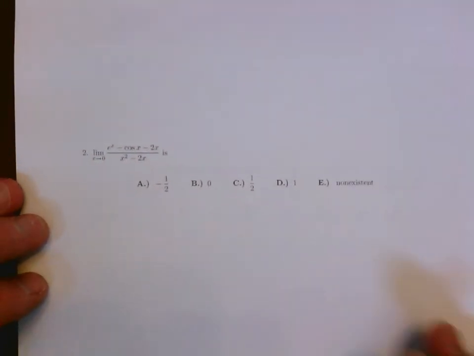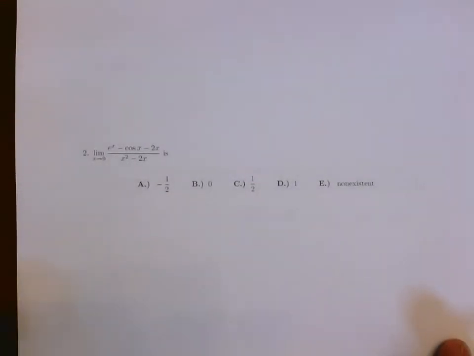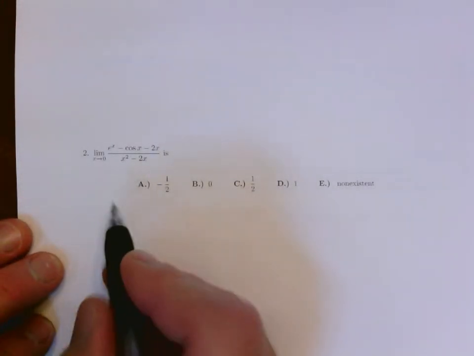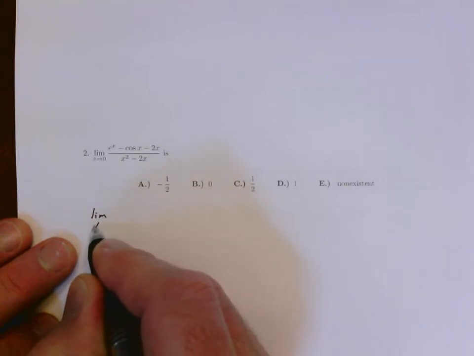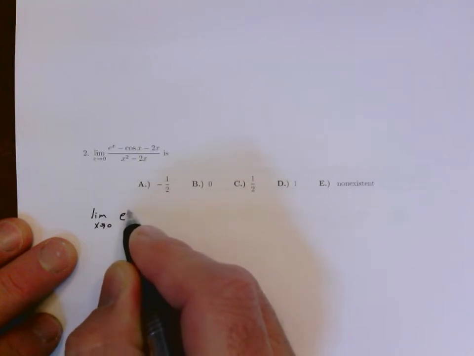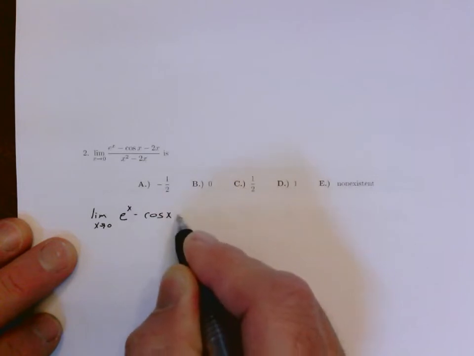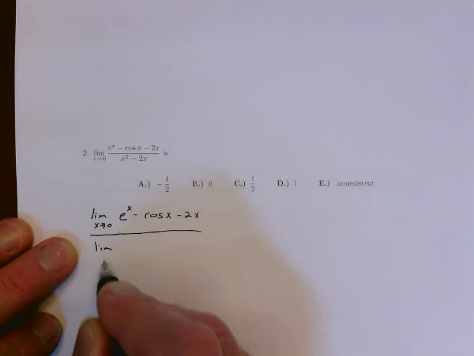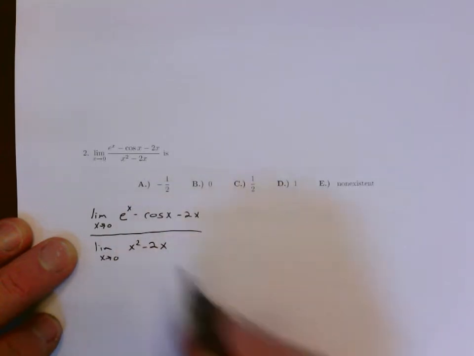Now we don't need to do it this way, but I'm going to do it like you would do it on a free response question. So you know that when you take the limit of this, the very first thing you have to do is break it apart. And remember, on the free response questions, you do need to break it apart. So you have the limit as x goes to 0 of e to the x minus cosine of x minus 2x, and then all over the limit as x goes to 0 of x squared minus 2x.